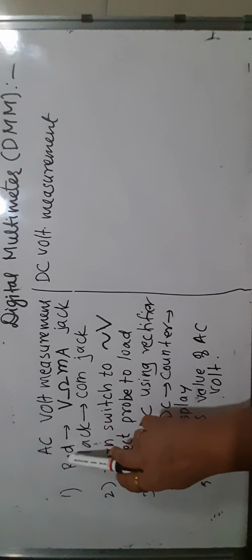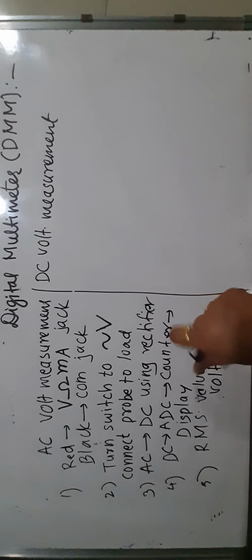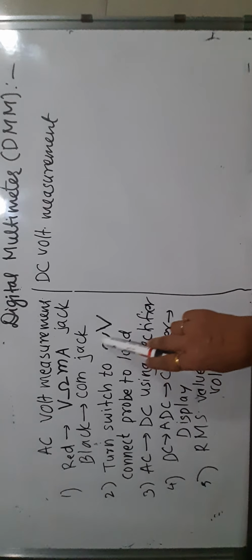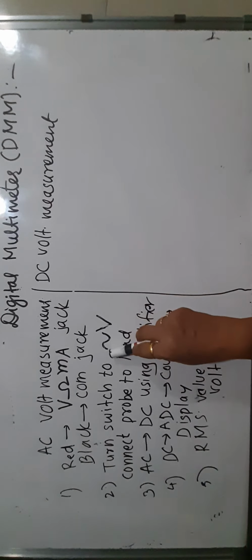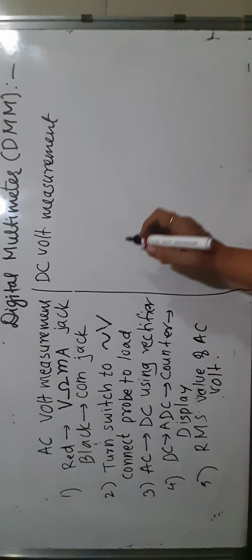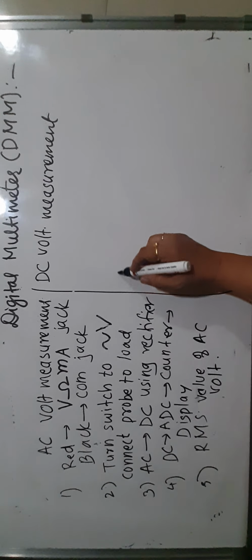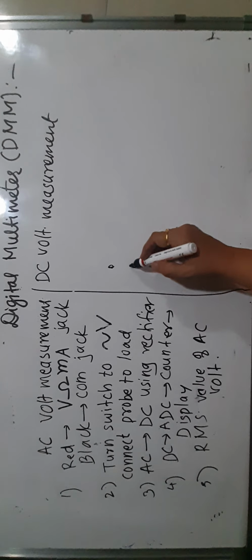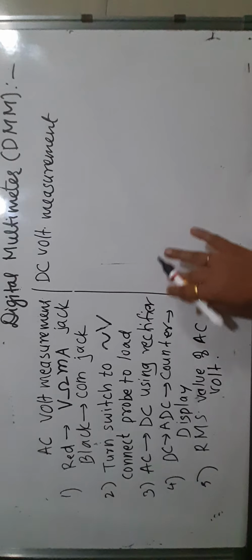Okay, now we have placed the probe or wire. Now turn the middle switch to V with a wave symbol. This indicates AC voltage. V means voltage and the wave indicates it is AC voltage. And connect the probe to the load. Load means wherever we want to measure the voltage. In between that terminal we have to connect the red probe and black probe. Okay, this is called the load.